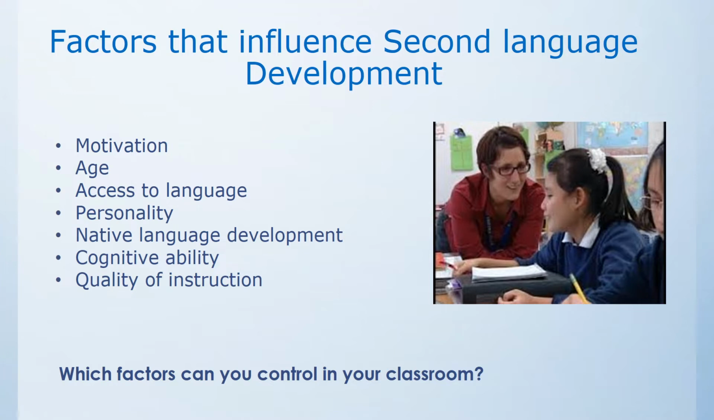The following are factors that influence second language development. You have motivation, age, access to language, personality, native language development, cognitive ability, and quality of instruction. But which factors can you control in the classroom? If you are thinking motivation, access to language, and quality of instruction, then you are correct. As an educator, we can motivate students, provide them with access to language while providing them with quality instruction.